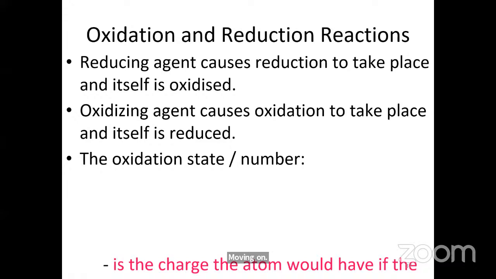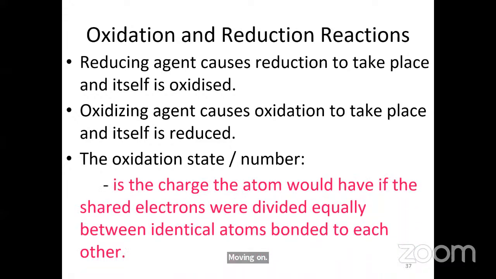Now, in terms of oxidation state or number, how do we know what is the oxidation state or what is the oxidation number? It is the charge the atom will have if the shared electrons were divided equally between identical atoms bonded to each other. We shall see with examples.